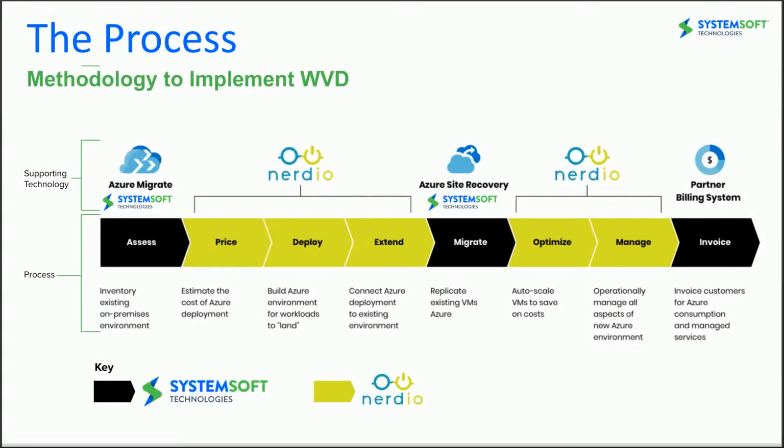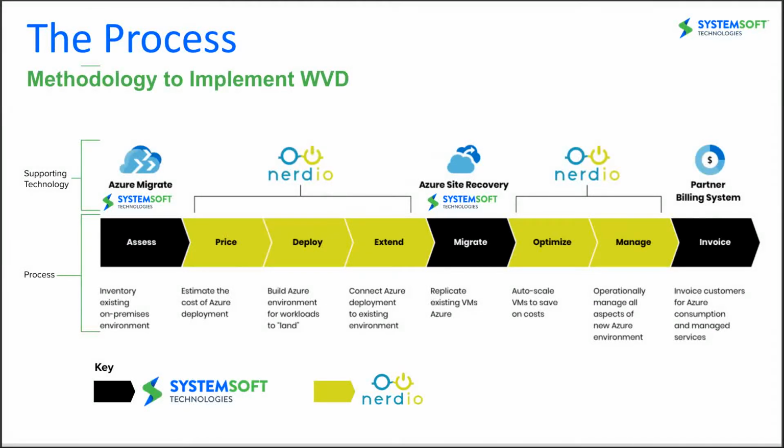So the first thing we need to do is assess the current environment, and we use a tool called Azure Migrate to do that. It goes and takes a look at your environment and tells us how much it's really going to cost to get you into the cloud to begin with, and what kind of VMs we need to set up. We then hand it over to the Nerdio tool, which goes in and estimates the cost of the Azure deployment. It builds out an environment for the workloads to land, and connects to the Azure deployment for the existing environment. At that point, we replicate the existing VMs in Azure and copy the data over. And once that's there, we really have what we consider a deployment done.